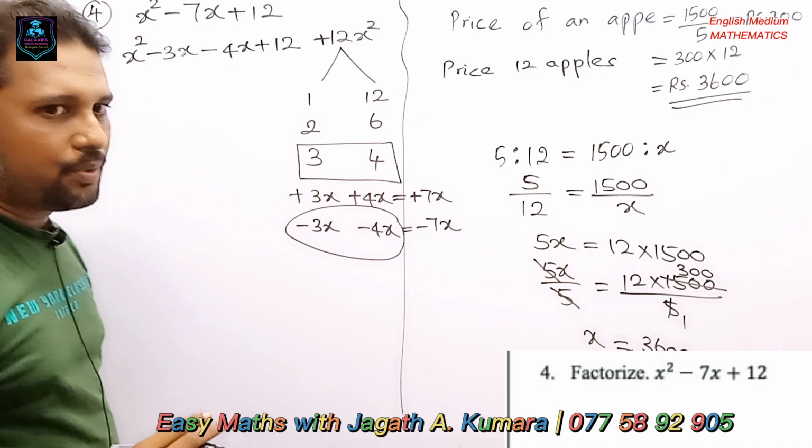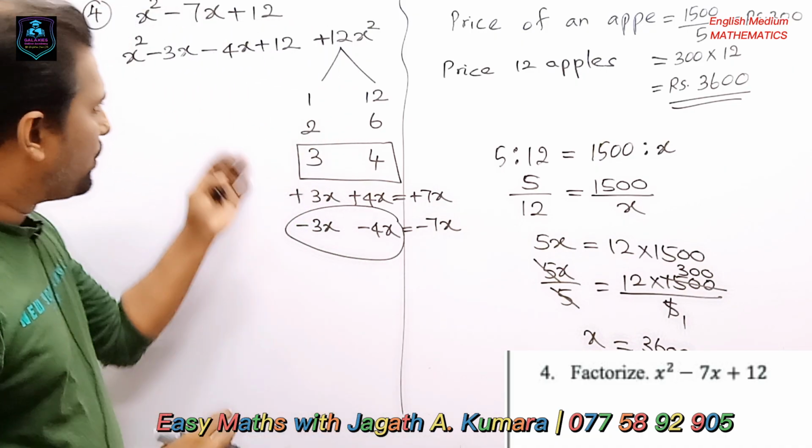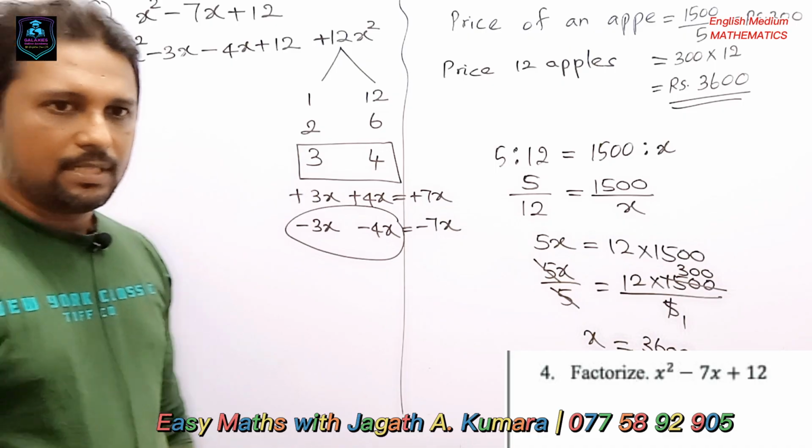So I can write x squared minus 3x minus 4x plus 12. This is the first step you have to do correctly, right? If you wrote this step, you can get 1 mark for this question, right?